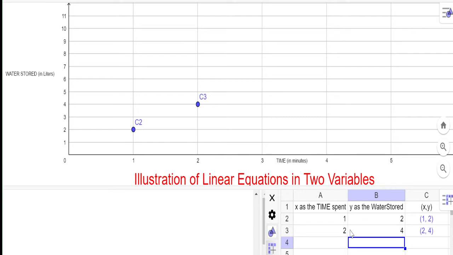So, sabi ng sitwasyon, ay constant lang daw yung rate ng daloy ng tubig. So, for every 1 minute daw, may 2 litro. So, i-continue lang natin. So, this becomes 6, and then 8, and then 10, up to 12. Okay. So, hinto na tayo sa 12 dahil yung capacity is 12 lang.